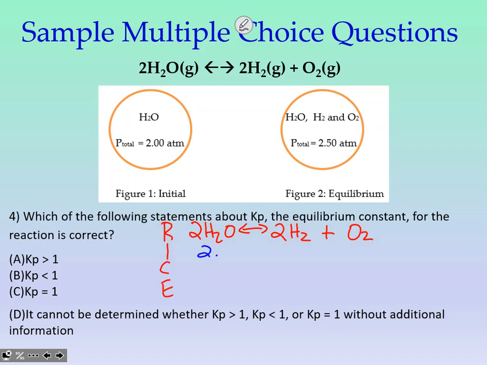Initially, we have 2 atm here, and 0, and 0. So we have initially. Which way is it going to proceed? Right towards the products, right? Because we have 0 products to begin with. So we know it's going that direction. So this is minus 2x, this is plus 2x, and this is plus x. All right, so that means we have 2 minus 2x, plus 2x, plus x here.